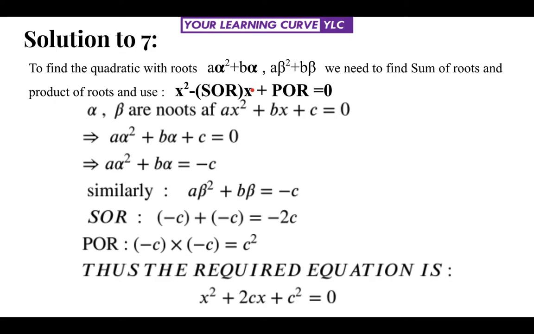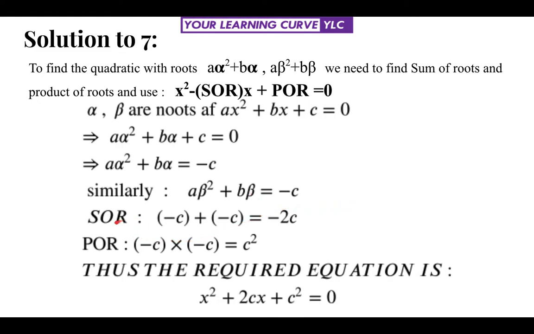So we conclude that the question is not asking for an equation whose roots are a alpha square plus b alpha and a beta square plus b beta. Instead, it is asking for the equation whose roots are minus c and minus c. See, after observing and simplifying, the question becomes very simple. You have to find a quadratic equation having roots minus c and minus c.